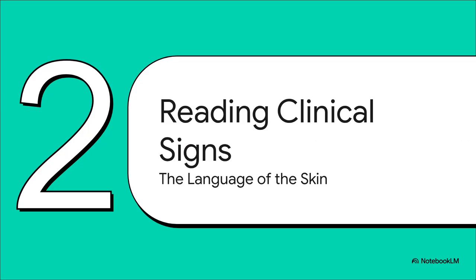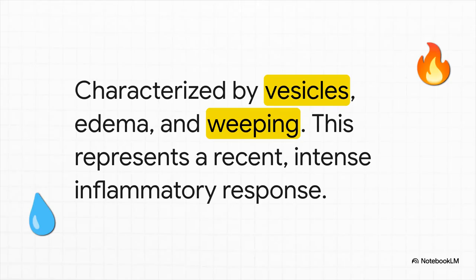So how does this process actually look when a patient is sitting in front of you? Well, the skin tells a story, and learning to read its language, its morphology, is absolutely key to our initial diagnosis. In an acute phase, the skin is practically screaming inflammation. You're going to see vesicles, you're going to see significant edema, and that classic weeping or oozing. This is the picture of a marked, recent spongiotic process. Think new onset poison ivy or a really nasty acute allergy to neomycin in an antibiotic ointment.